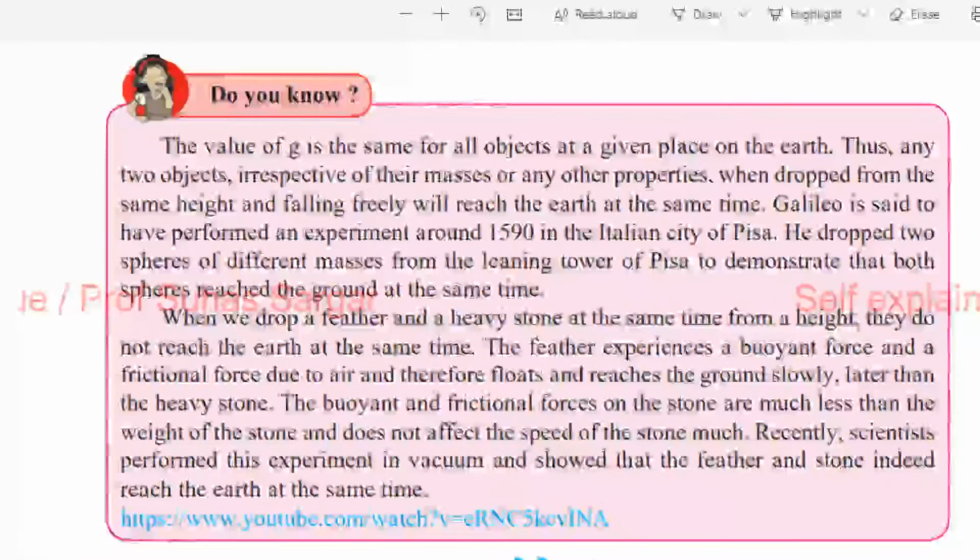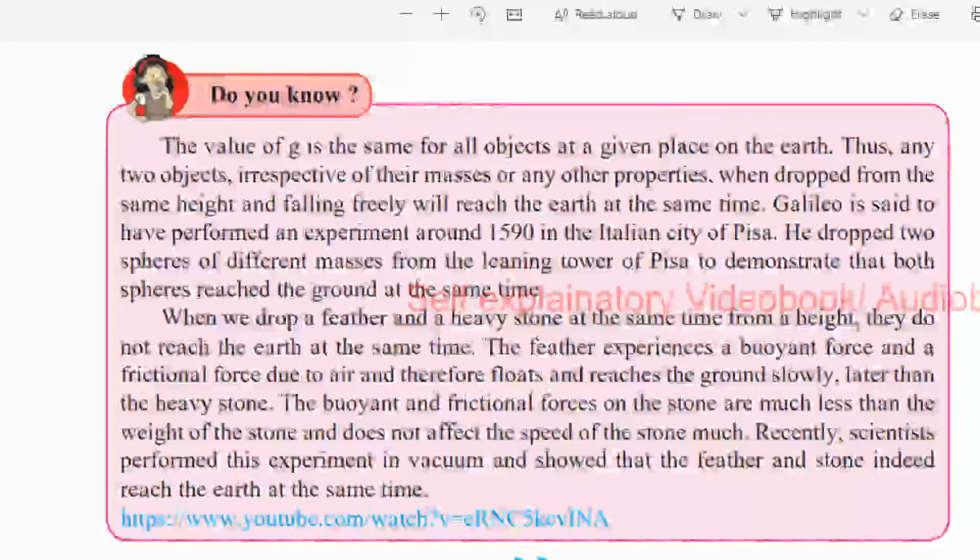In a box, do you know the value of g is the same for all objects at a given place on the earth. Thus, any two objects, irrespective of their masses or any other properties, when dropped from the same height and falling freely, will reach the earth at the same time. Galileo is said to have performed an experiment around 1590 in the Italian city of Pisa. He dropped two spheres of different masses from the leaning tower of Pisa to demonstrate that both spheres reached the ground at the same time.